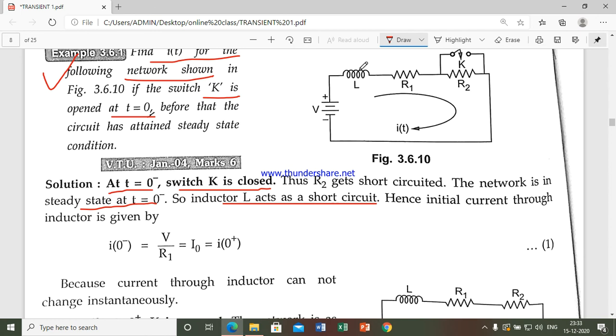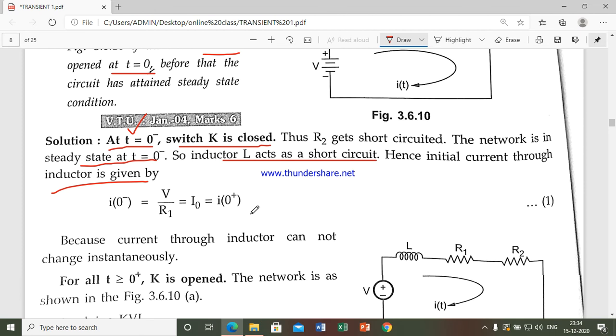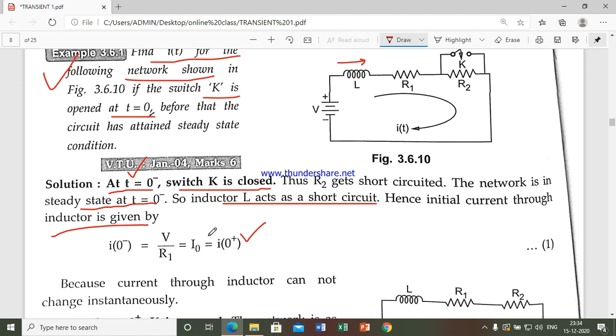Obviously, whenever the inductor is not charged at all, it works like a short circuit. Current flows through this inductor whenever switch K is closed, and it will be closed at the time instant t equal to 0 minus. Hence, the initial condition through the inductor can be given by I of 0 minus equal to I of 0 plus, and this is equal to I naught.